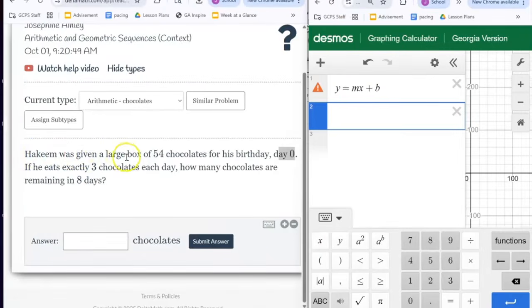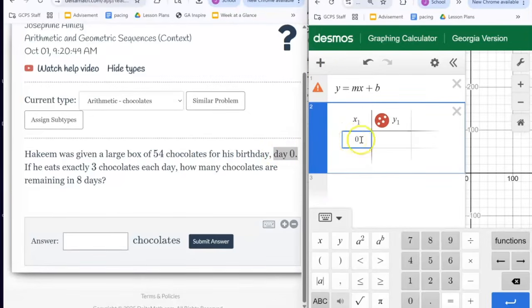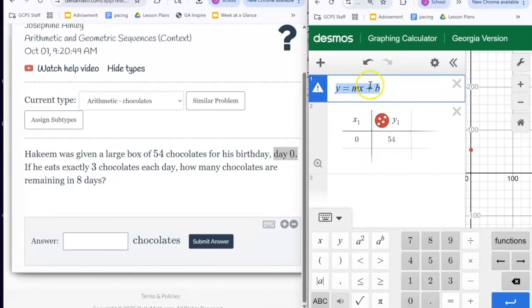Hakeem was given a large box of 54 chocolates for his birthday, day 0. Okay, as soon as they tell you what day it is, you know they're telling you the day. You got to put it in. So I'm going to input a table, and I'm going to say on day 0, right, he had what? 54. So if they don't tell me on day 0 or day 1, it's going to be a linear function.